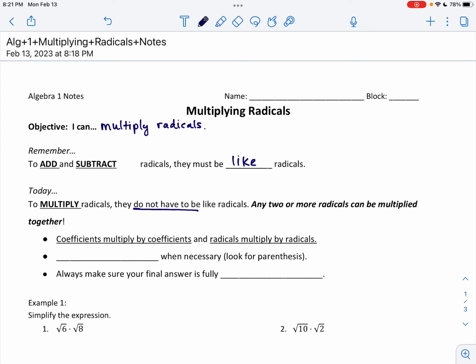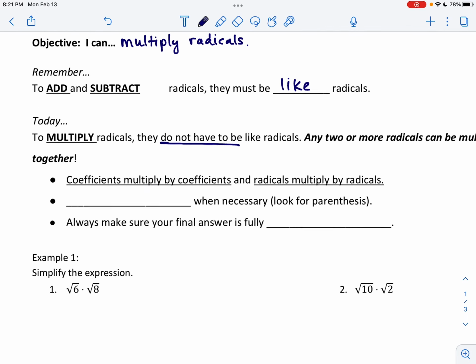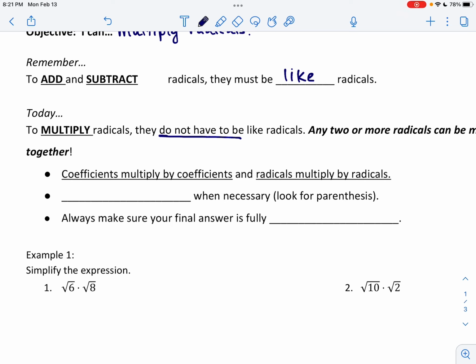But we can only multiply the coefficients by coefficients and radicals by radicals. You can't mix them up, okay? Then we're going to multiply when necessary. Look for the parentheses. Remember, parentheses means multiply. And always make sure your final answer is fully simplified.